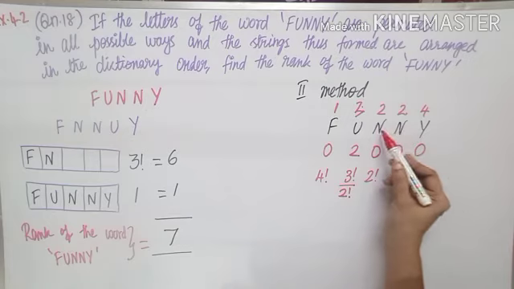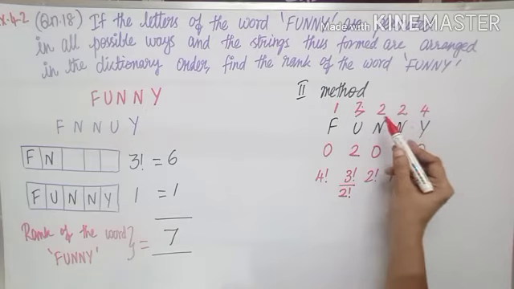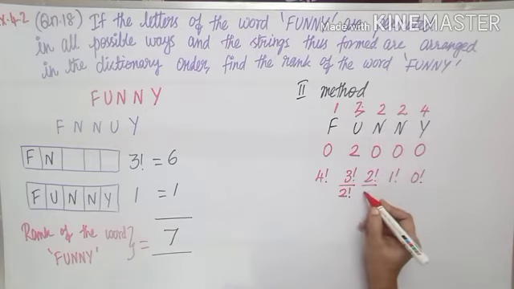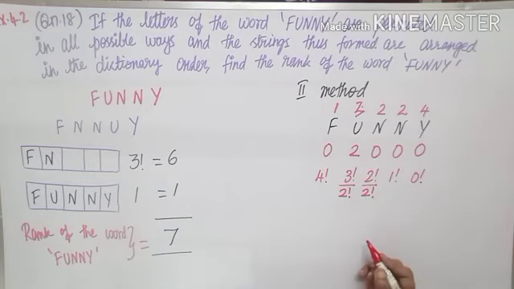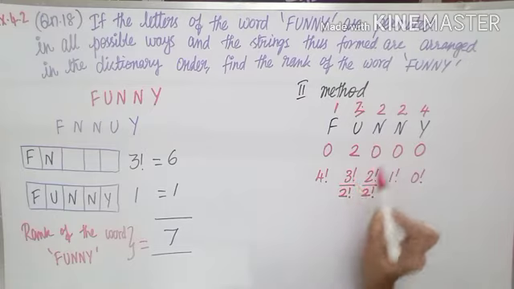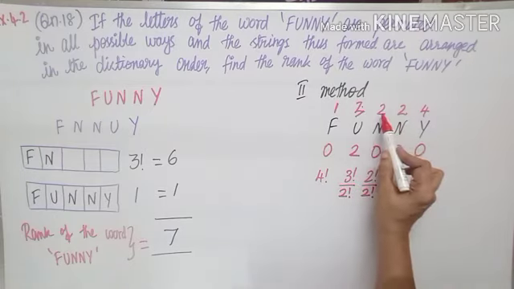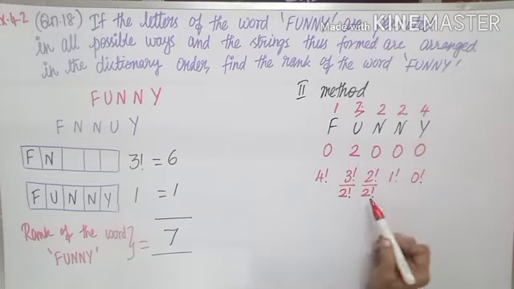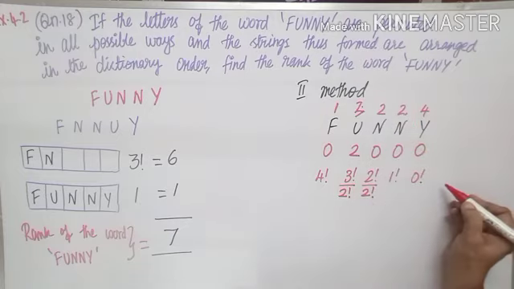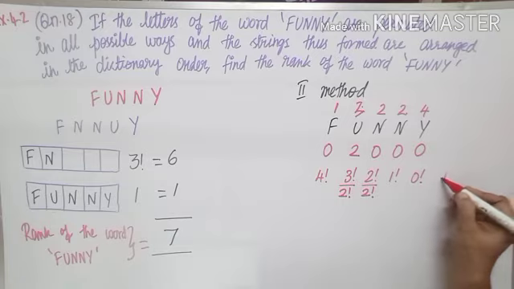Below N, here also from N there are two 2s. So here also divide by 2 factorial. After that there is no repetition. So at 3 there are two 2s, divide by 2 factorial. At 2 also there are two 2s, so divide by 2 factorial and then find out and then add 1.